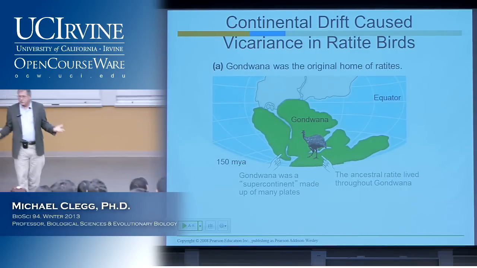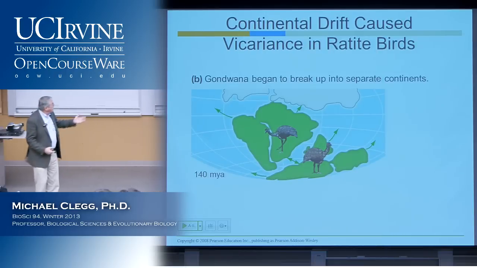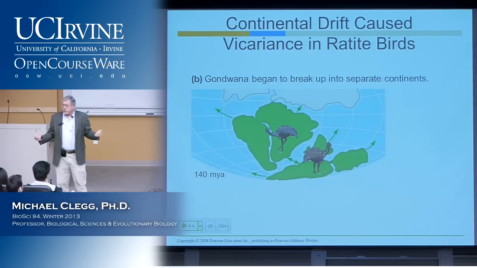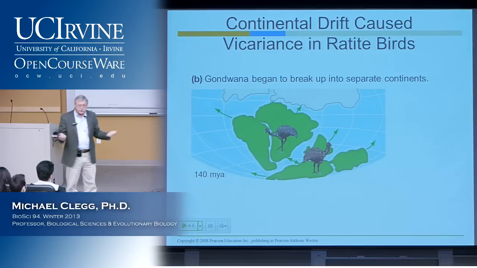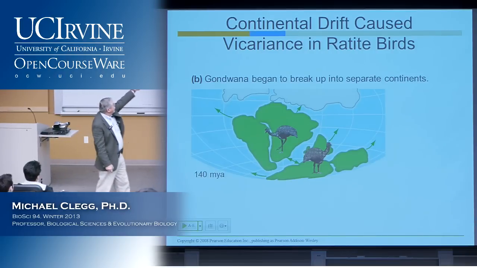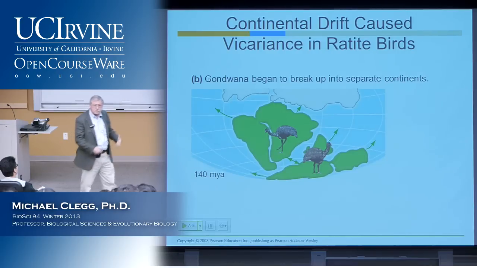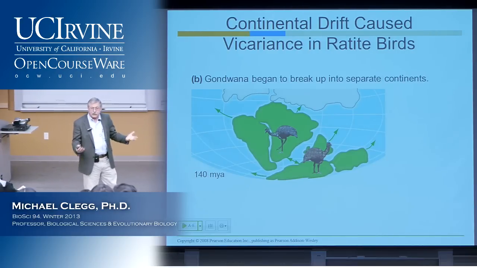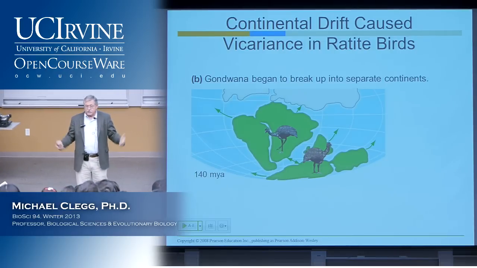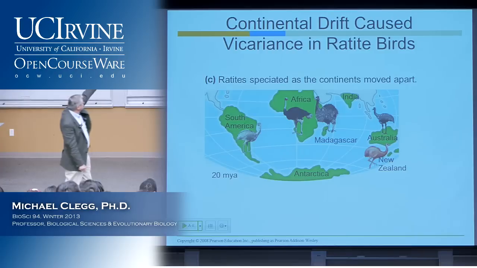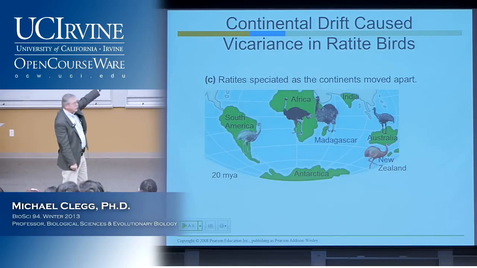presumably there was a single species, but then over time, the continental plates began to break up and drift on the surface of the Earth, and those provided physical separations that led to the differentiation of Ratite populations, which ended up on different continental plates until at the present time we have a series of Ratite birds.